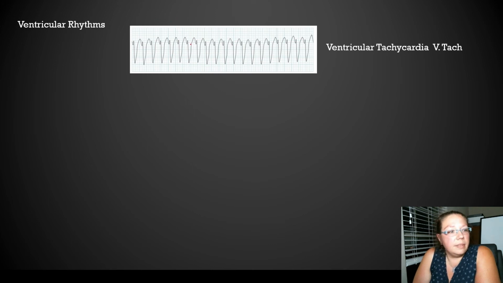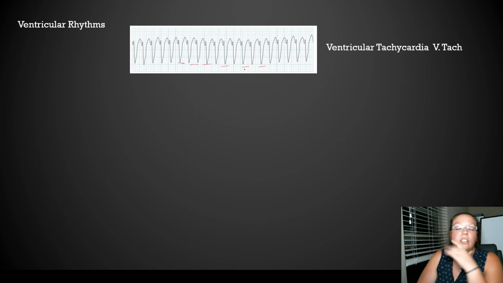Do we have P waves? I don't really see any. Do we have QRSs? Yeah, they look weird. They're really wide. They're bizarre looking. Wide, bizarre QRSs. Do we have a PR interval? No. And does everything return to the isoelectric line? Not really sure.